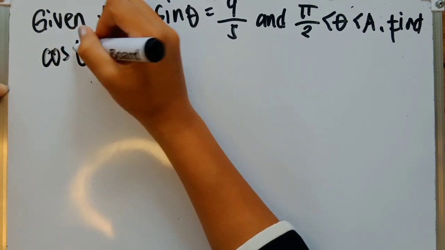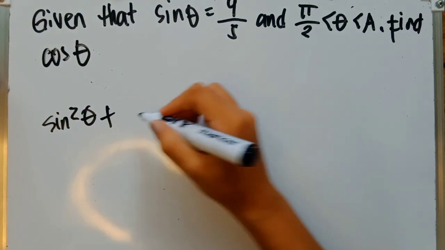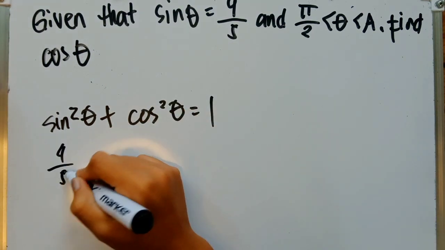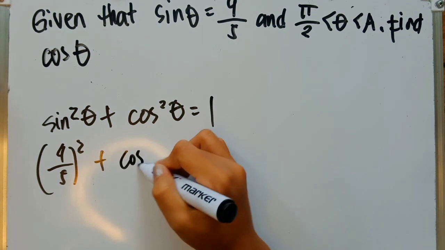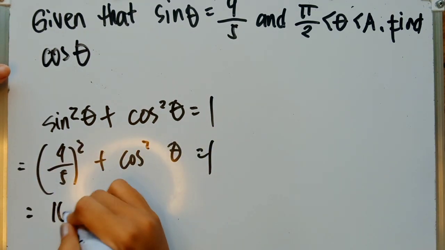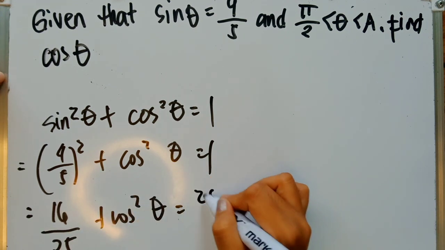By using our Pythagorean identity, sine squared theta plus cosine squared theta is equal to 1. First step is to change sine squared theta into its value, 4 over 5. 4 times 4 is equal to 16 and 5 times 5 is equal to 25. Cosine squared theta is equal to 25 over 25.